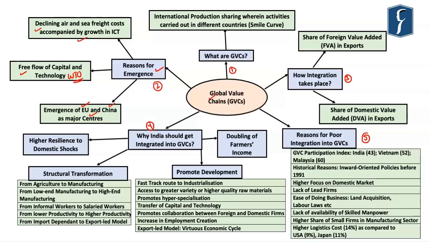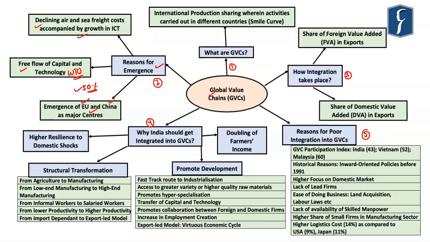The growing significance of the global value chains can be realized from the fact that the overall share of GVC trade in the total world trade stands at almost around 50%. So almost around 50% of goods and services which are traded across the world is primarily on account of the global value chains. Now, to understand a country's integration into global value chains, we need to look at the share of the value added goods and services in the overall exports of a particular country.